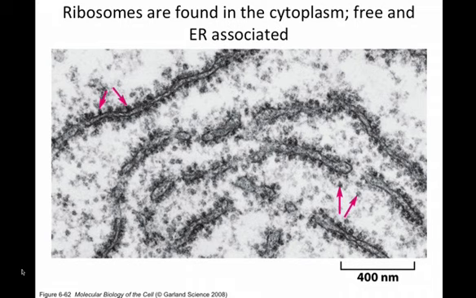So why are there free ribosomes and ER associated ribosomes? Well, yeah, but so some are bound to the ER, some are not. But why? What's the purpose of having them either free or ER associated?